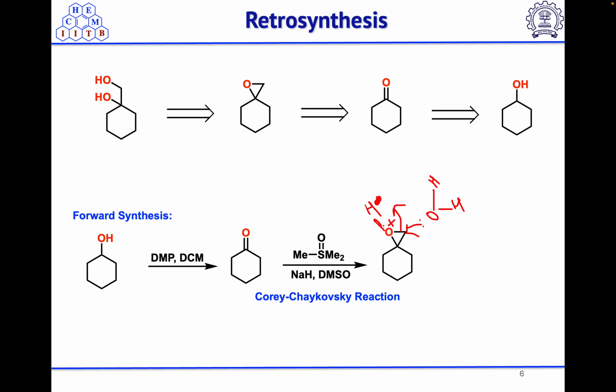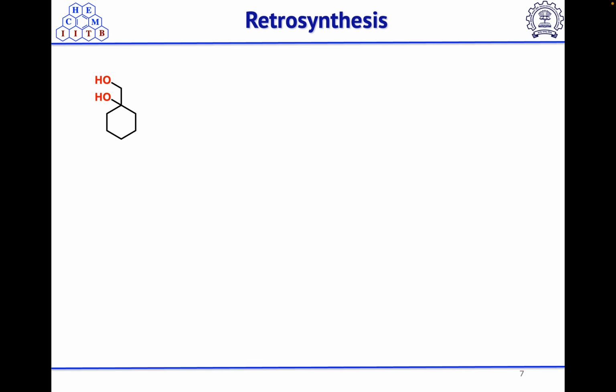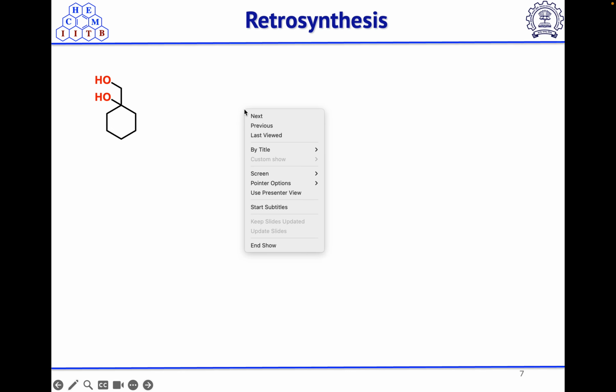Coming to the next problem. So the next retrosynthetic analysis. Here we will do the retrosynthetic analysis for the same molecule, but not from epoxide. How can we think about another retrosynthetic analysis?